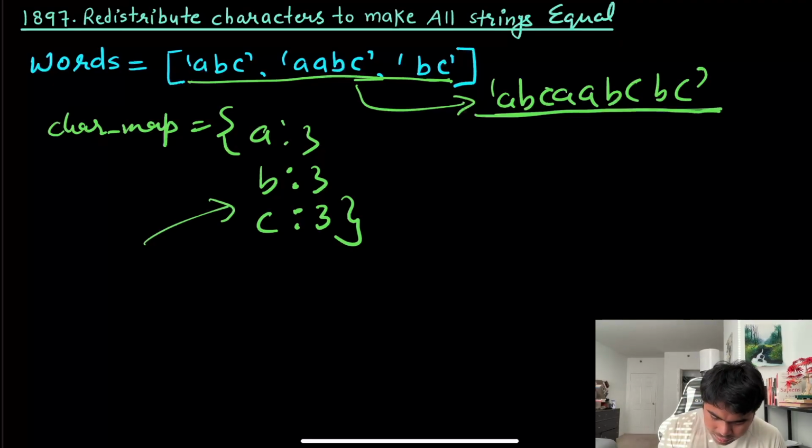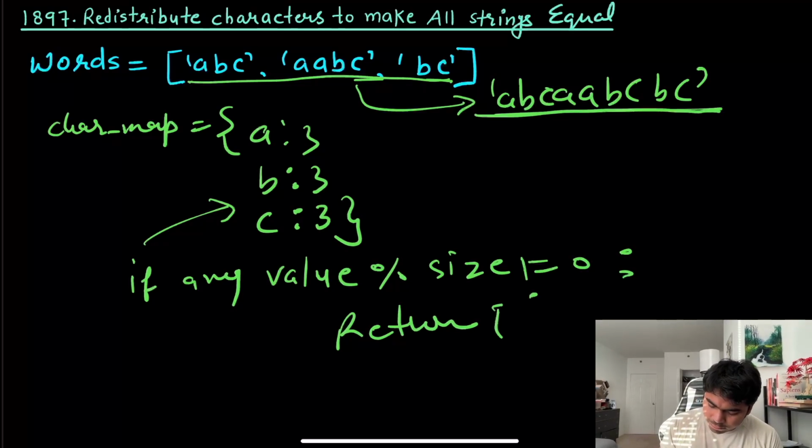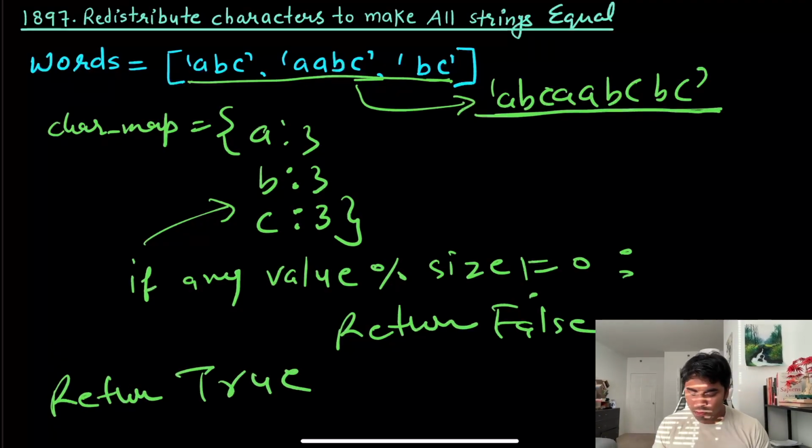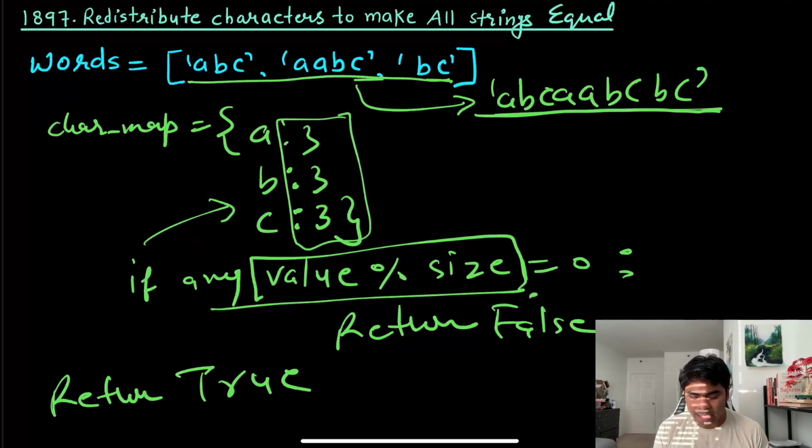Then I will go through this char map and check if any value mod size equals to anything, or maybe like not equals to 0, then I will return false. Otherwise I will return true. And I think you already know why I'm doing that. If the size to value gives anything but 0, that means the frequency here was not equal to the size. That is why it's not giving you 0. So then you can return false.